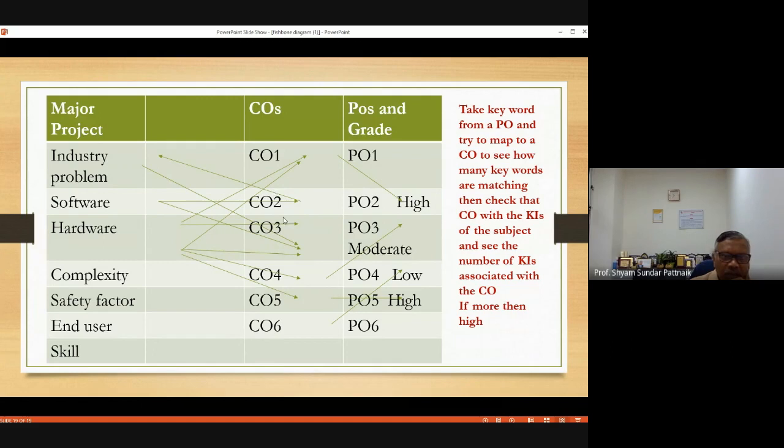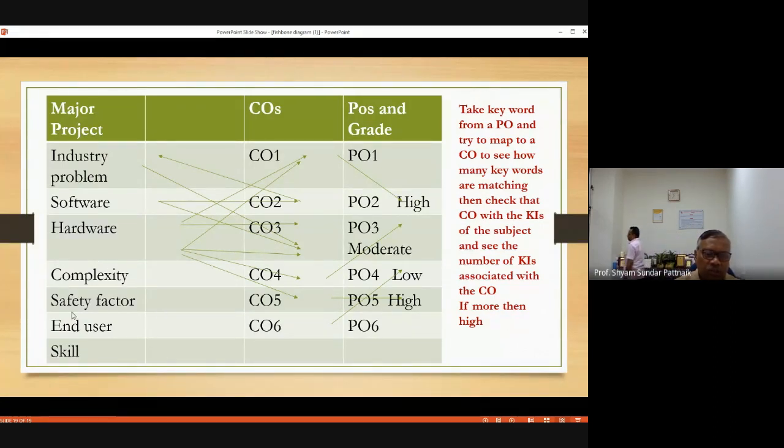So that is the way you'll get a multiple-stage diagram here. That will give a fair analysis of the COs' definition, showing that my COs cover all the key indicators which a subject is supposed to deliver. So this is basically subject to CO mapping.